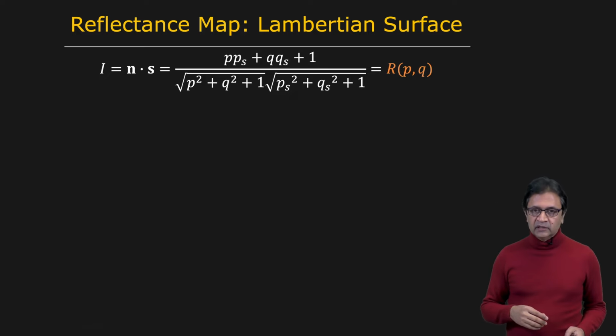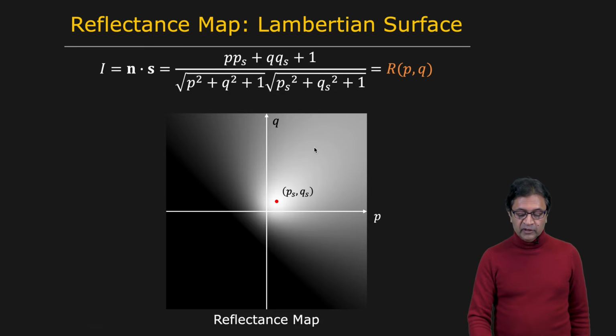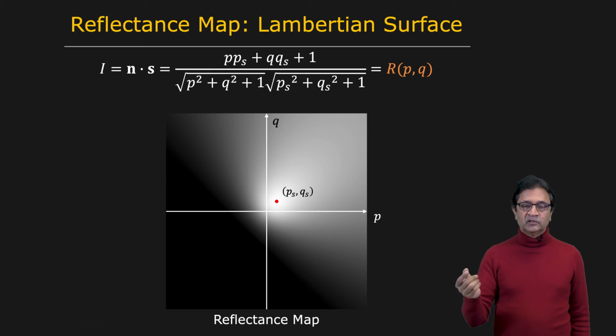So let's take a look at this reflectance map. So here is your p-axis, here is your q-axis, it's a two-dimensional space, and in this space we have plotted our R(p,q). That is, the brighter the point is, the larger the value of R, the reflectance map. So this is what you get for a source direction given by (ps, qs), which is right here. That's the source direction in this case. Remember, once again, any point in the space corresponds to a unique direction, orientation.